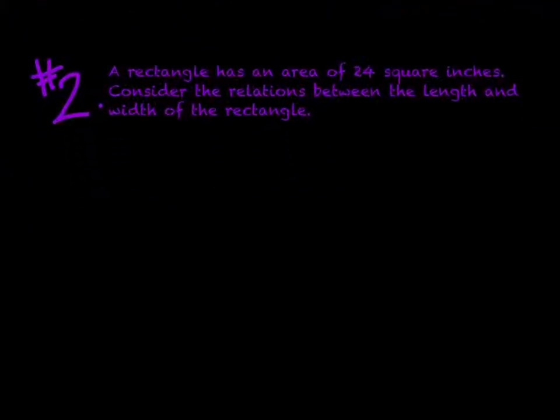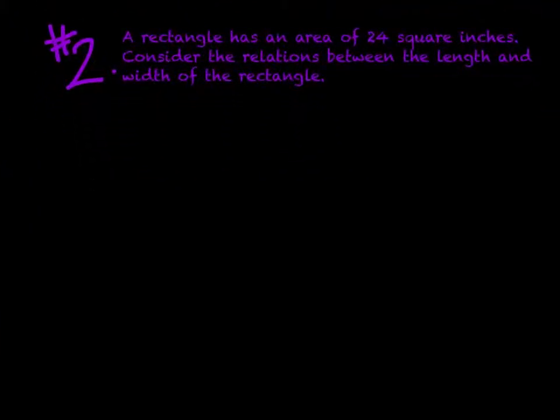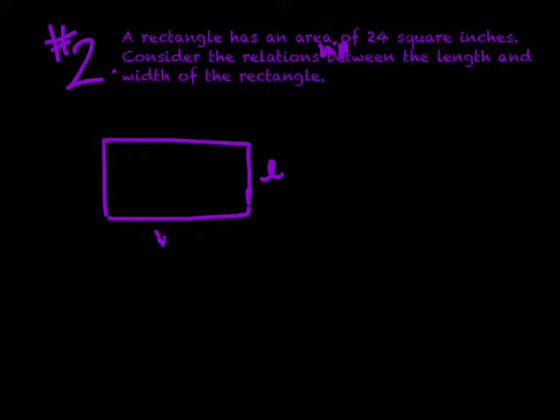Our next one, number 2. The rectangle has an area of 24 square inches. Consider the relationship between the length and the width of the rectangle. So if we have a rectangle, its length and width are associated with it.